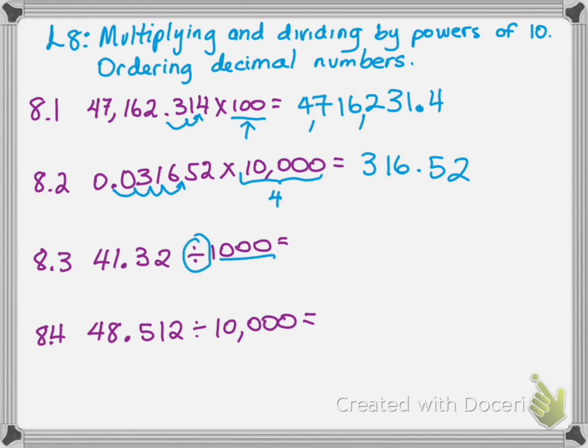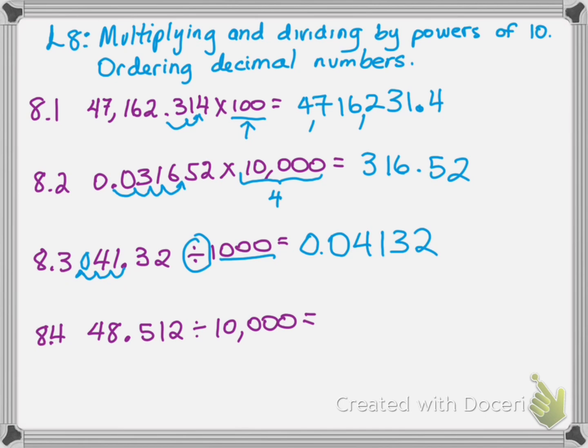The next example, we have to divide by 1,000. So since we have 3 zeros, we're going to move the decimal to the left in this case 3 times. Now notice that when we move the decimal 3 times, I need to add a 0. So the answer will be 4,132 hundred thousandths.